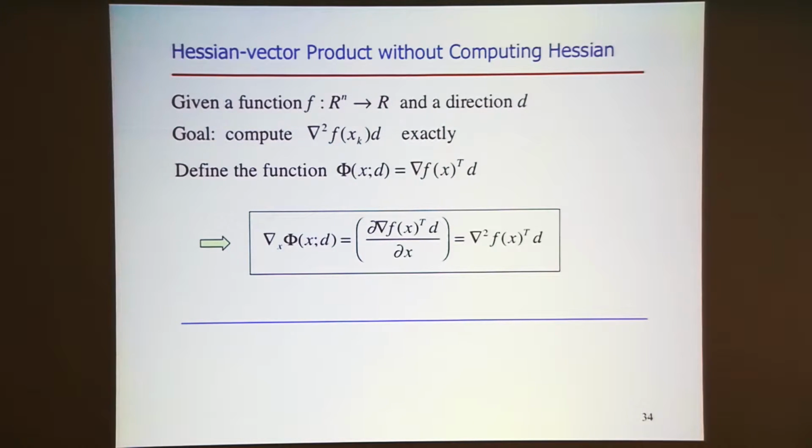So what we're going to do is code f. We're going to code grad f. And then we're going to code grad f transpose d and differentiate that. And that's going to give me a Hessian vector product without me ever forming a Hessian. Since nobody believes this, here's an example.